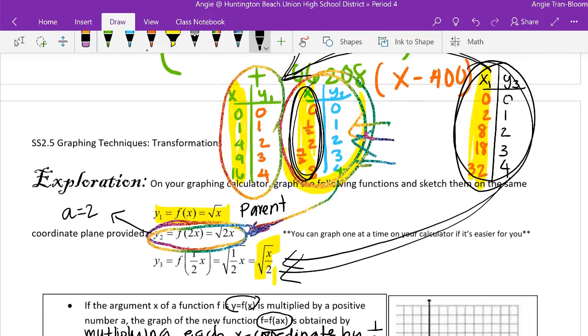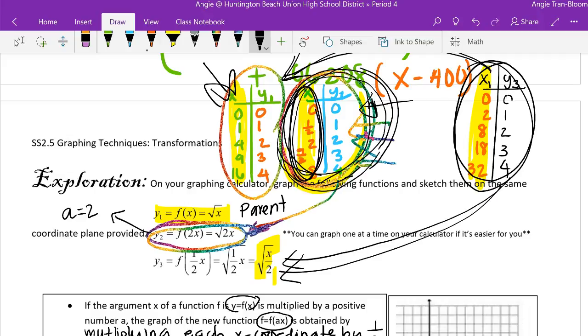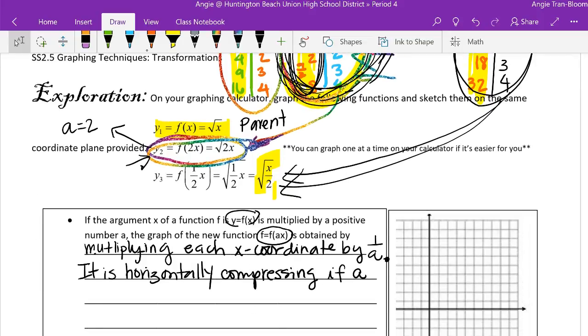Okay, so let's look at the tables again, right? The parent function is this one, right, class? And then these are the 2 transformations. The a on the second table, is that greater than 1 or less than 1? Greater. Second table, second equation. Let's talk about just the a value. What's the a value? Greater. Greater than, right? Did the x value get bigger or smaller? Smaller. Right? So when we do the math, we multiply by 1 over a.